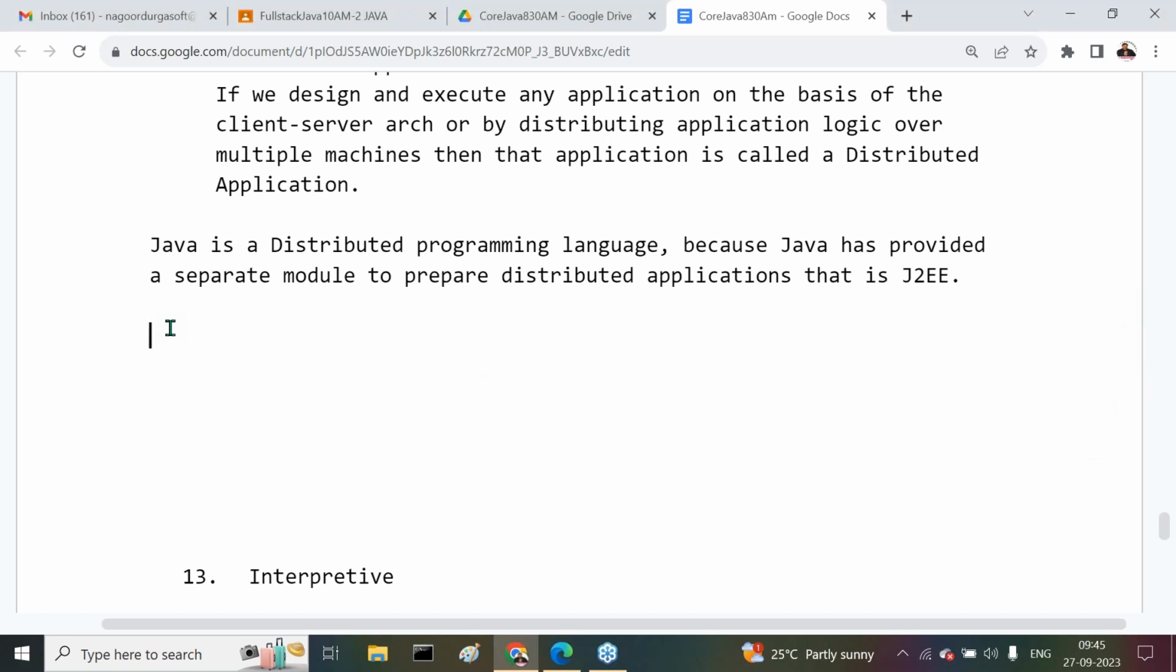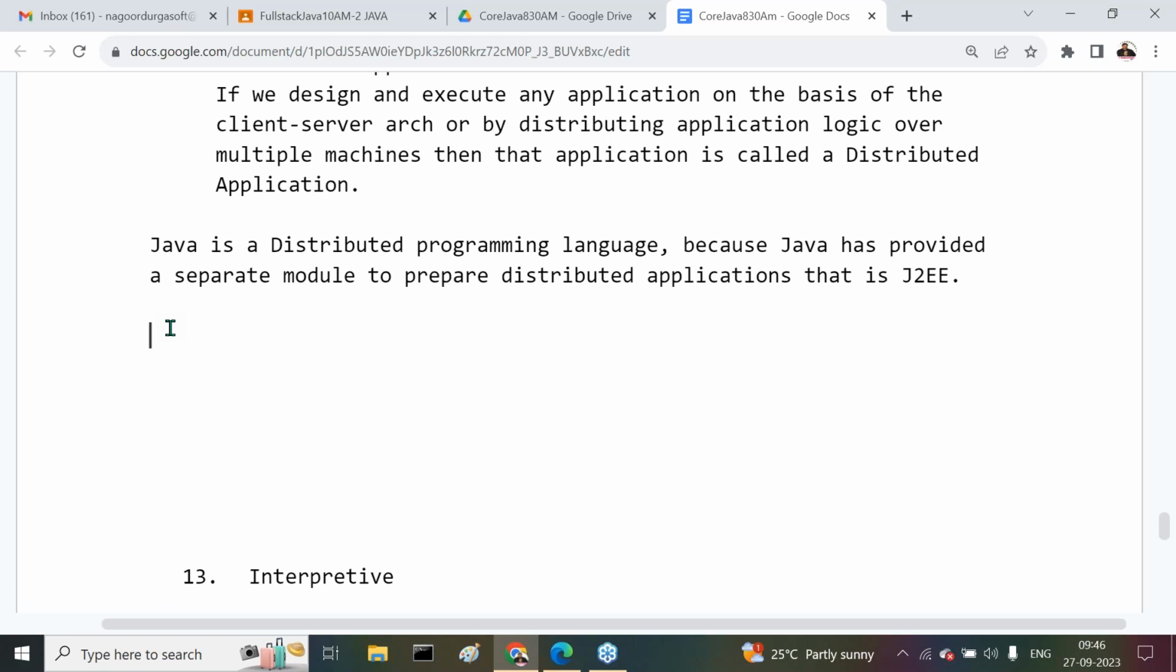What is the reason here? Java has provided a separate module, in the sense a separate environment is provided to prepare these distributed applications. So because of this reason, we can conclude that Java is a distributed programming language. Right, now it is completed.